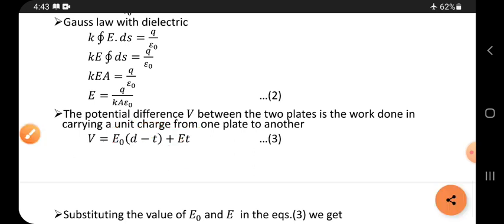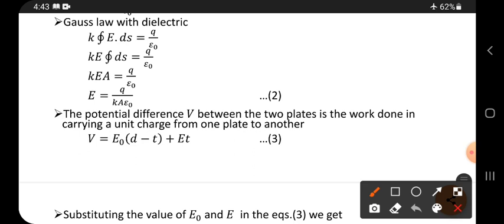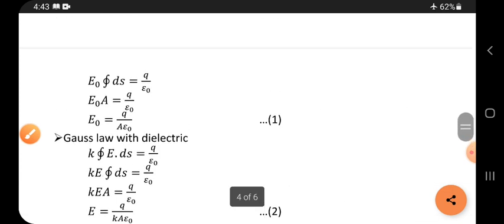Once again remember, V is equal to E naught into (D minus T) plus E into T. I will show this in the diagram. See the diagram, come back.